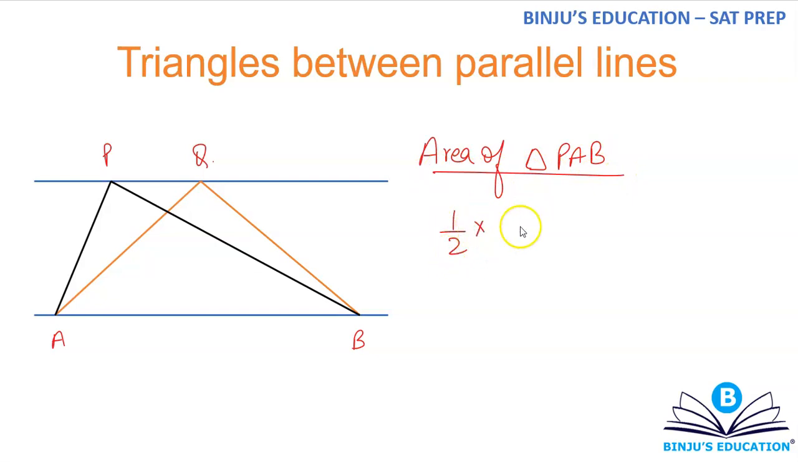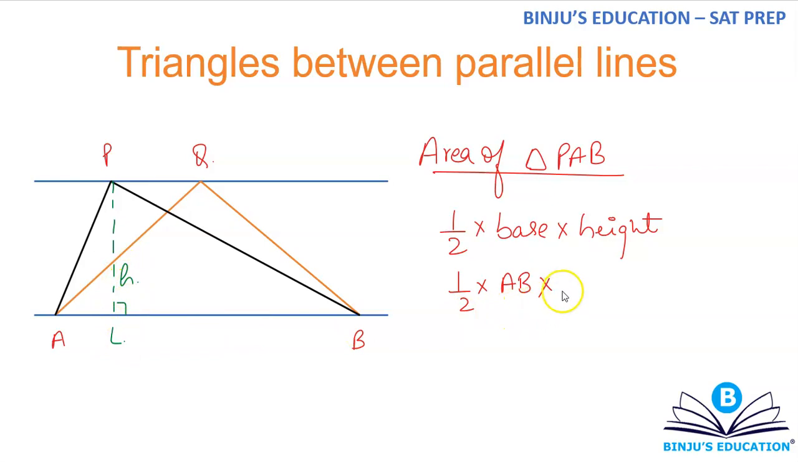it's going to be half into base into height. So what I can do is I can take base to be AB, and for height I can drop a perpendicular from P. So the perpendicular will look something like this. Let's call this height H, and let's call this point L. So you can call that PL or height H. Similarly, let me draw a perpendicular from Q also, because that will also be required. Let's call this point M.